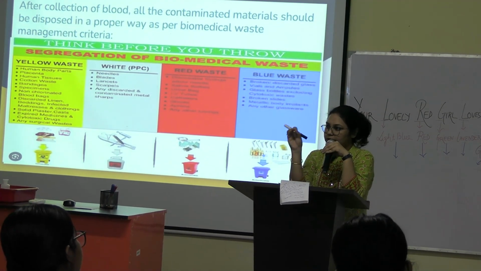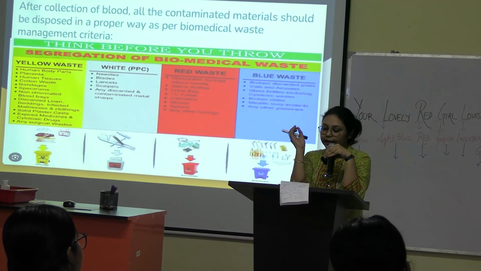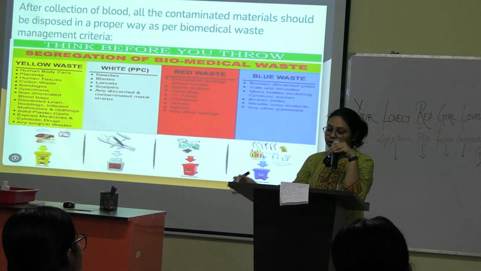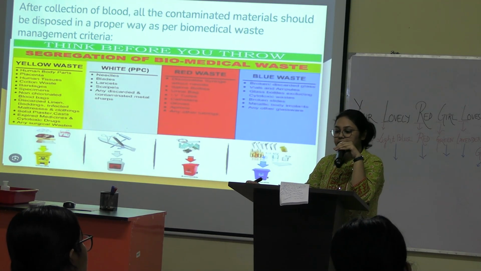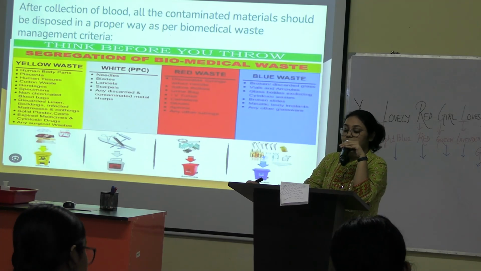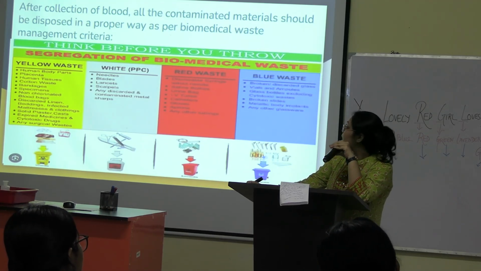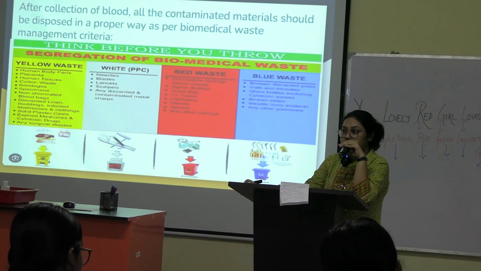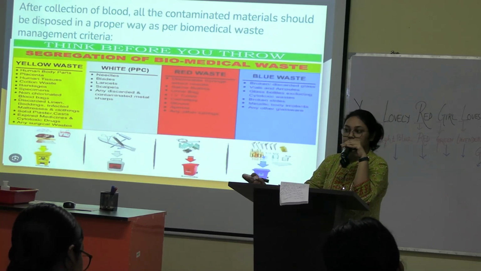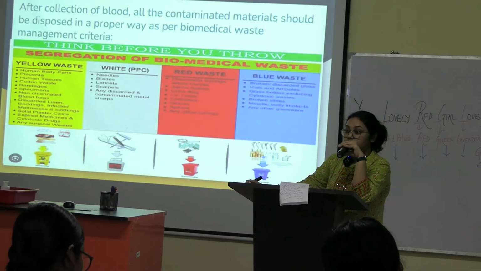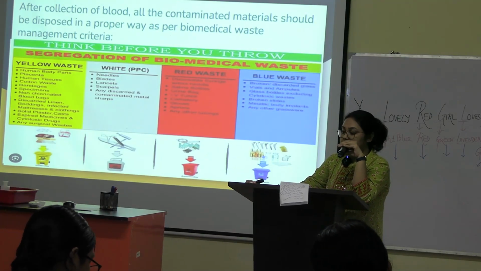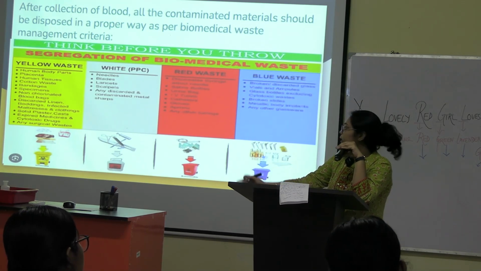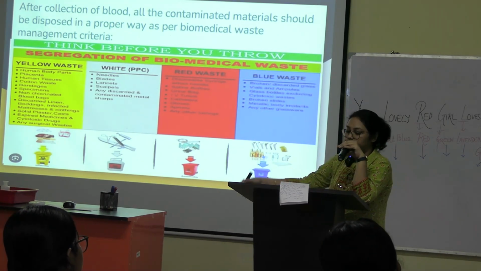So I am telling some of the materials like soil particles or any pathological waste, cotton, gauze, body fluid, etc. should be discarded in yellow bin. Okay. Syringes without needles, gloves, plastic waste like tubes, catheters should be discarded in red bins. Okay. And sharp objects like syringes with needles, then blades, scalpel should be discarded in white bin. Okay. These are all present here in the slide.